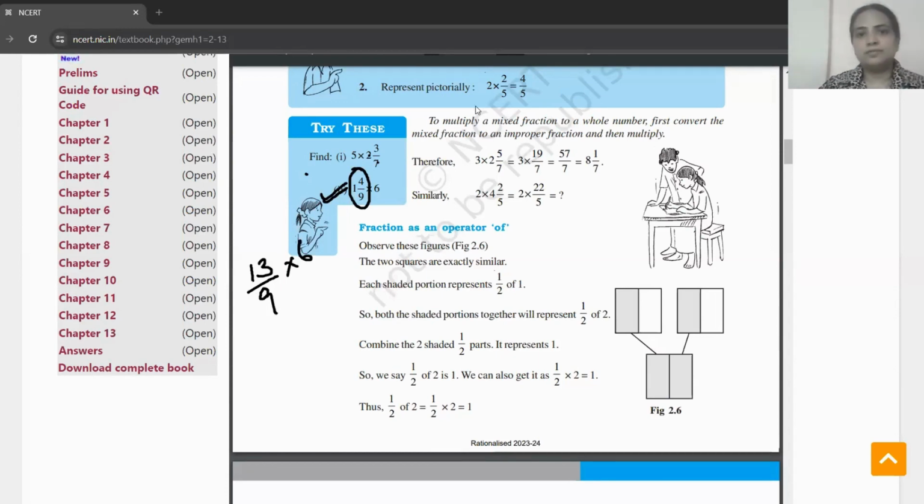Right? And now because this 6 and 9, numerator and denominator, can be simplified, you will divide both by 3. 3 twos are 6. 3 threes are 9. Right or not? Now there is nothing to be simplified. So you will multiply. This will be 26 by 3 as your answer. Clear or not, everyone?